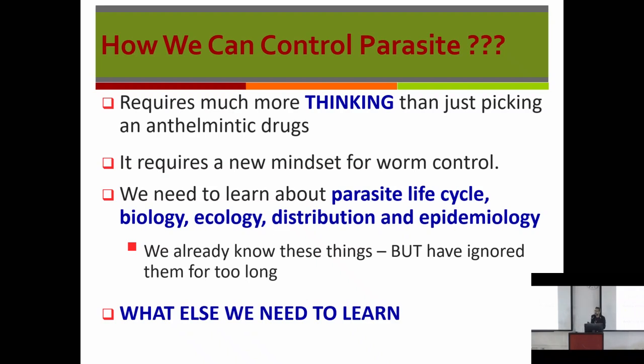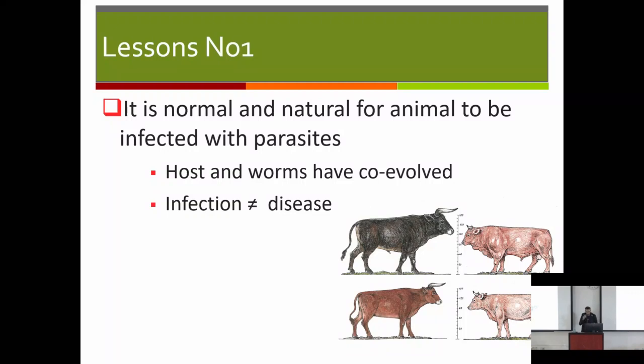There are a number of different lessons I will talk about in the next few slides. That is really important once you think about the deworming plan, when you think about the refugia strategies, etc. Lesson number 1. It is really important that it is normal and natural for animals to be infected with parasites, because they co-evolve with each other. You can't eliminate them. So both should be present in the gut fauna, right?